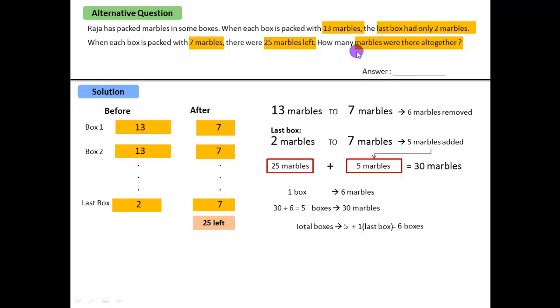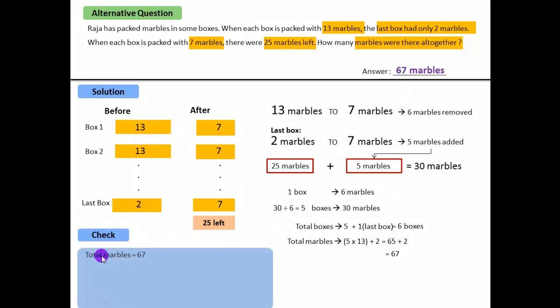We are supposed to find the number of marbles that there were altogether. This would be 5 times 13, which is all the boxes that had 13 marbles each, plus 2, which is the number of marbles that there were in the last box. This gives us 65 plus 2, which is 67, and that would be our answer.